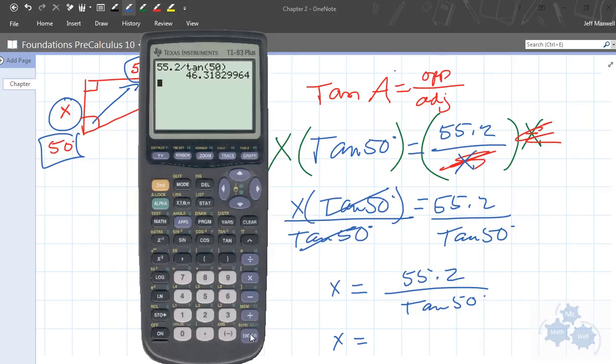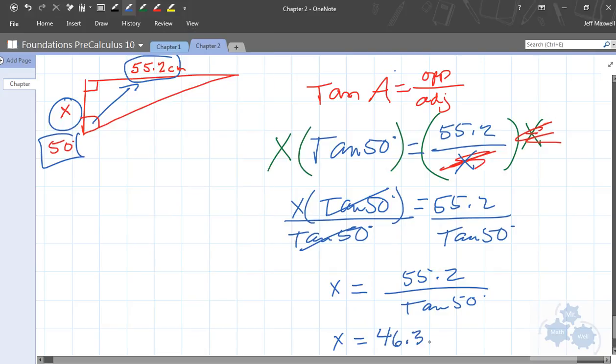So you type that into your calculator, you get an answer of 46.32, and that's going to be centimeters. If it was a word problem, you would say the distance or whatever it is. If it's just a problem like this, you don't have to have a word sentence, so just circle your answer like that. Okay?